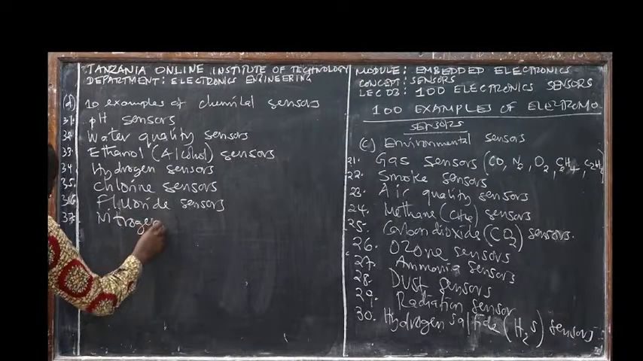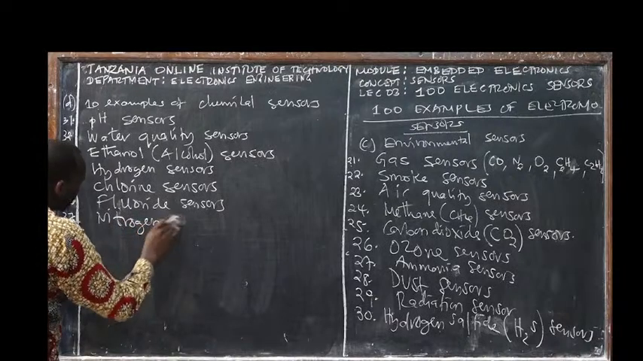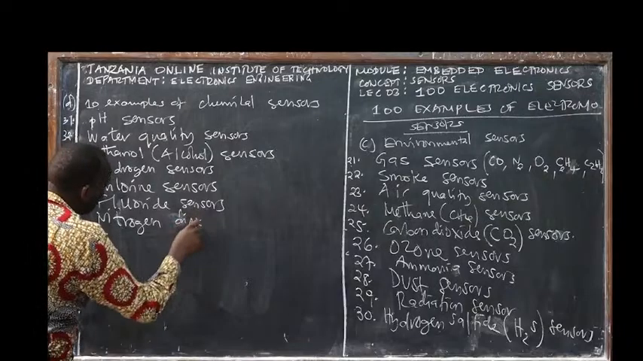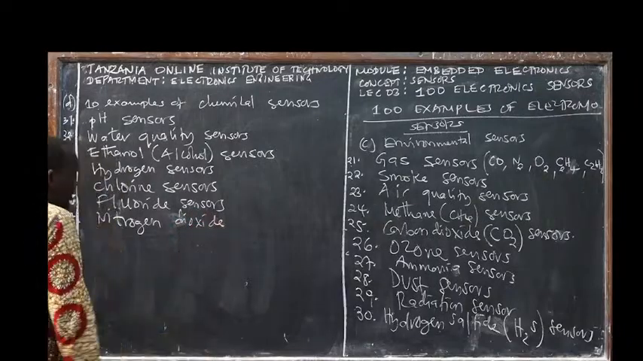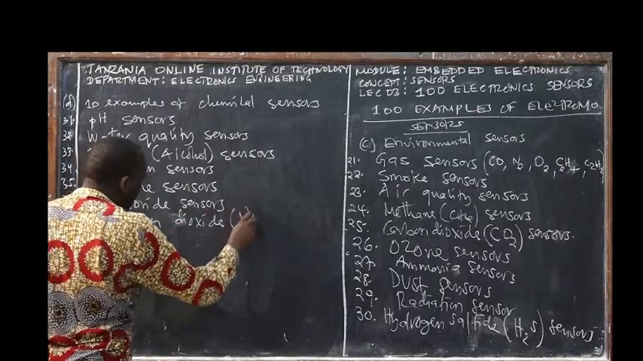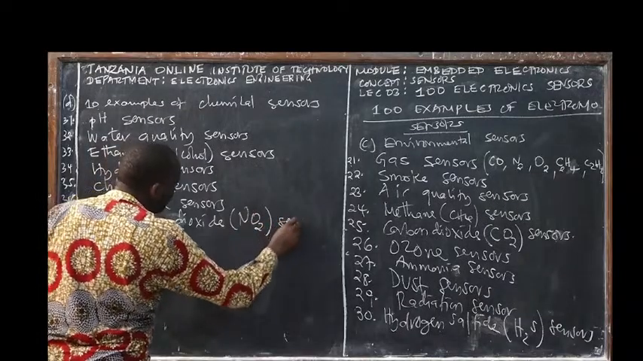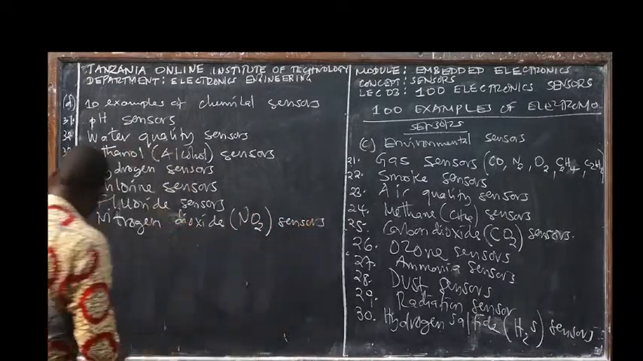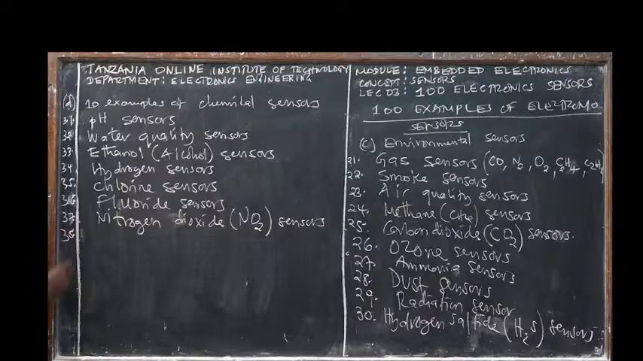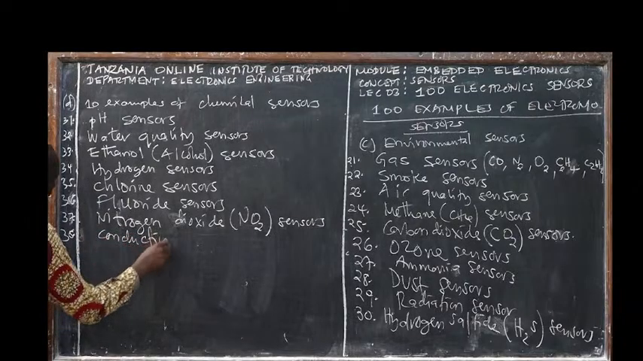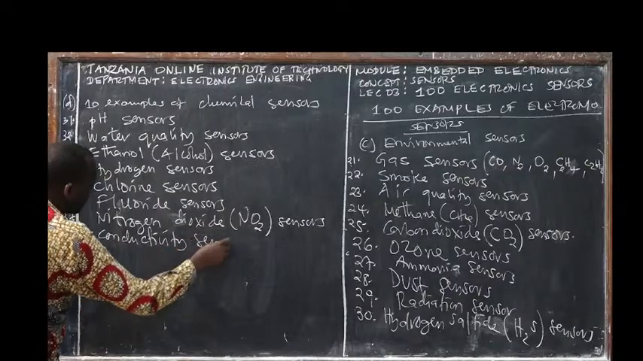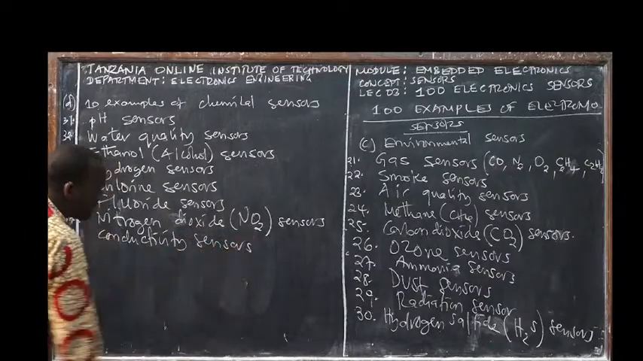Nitrogen dioxide sensor. Say nitrogen dioxide sensors. Then the 38th example is called the conductivity sensor. Say conductivity sensors.